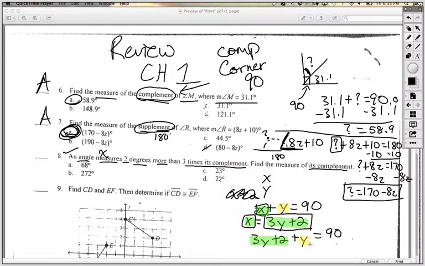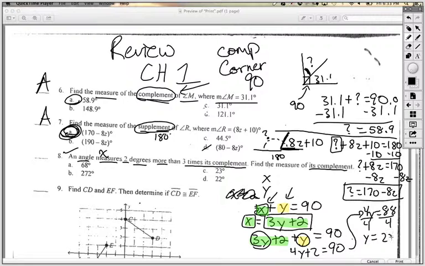Why do I care? Because now I have one variable that I can combine like terms with, whereas before I couldn't do that. But now I can. So let's go ahead and combine like terms. That would give me 4y + 2 = 90. Let's continue solving. If I subtract 2 from each side, I get 4y = 88. Then if we divide by 4, that gives me y = 22.